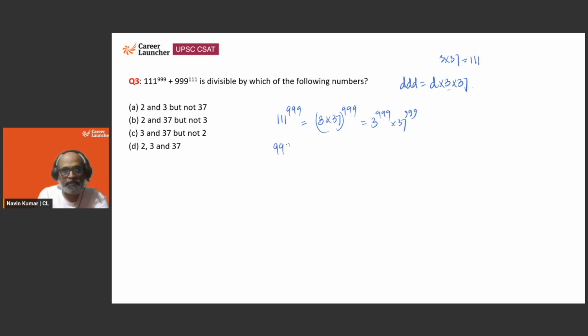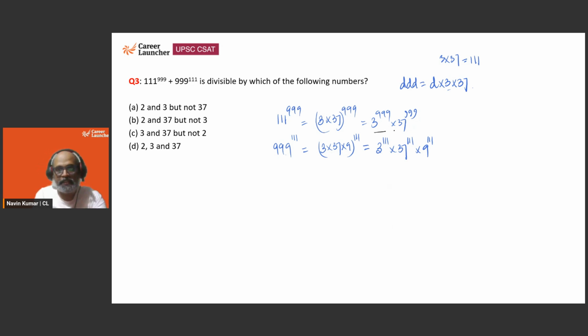Similarly, 999 to the power 111 is 3 into 37 into 9, because 9 is the digit here. Into 1 we could have written, it wouldn't have changed anything. So this is 3 to the power 111 into 37 to the power 111 into 9 to the power 1.